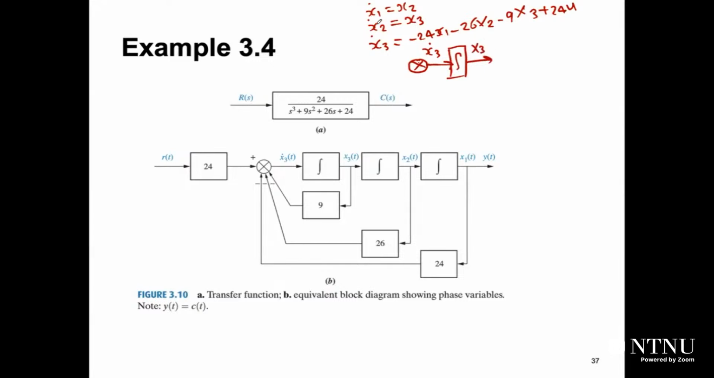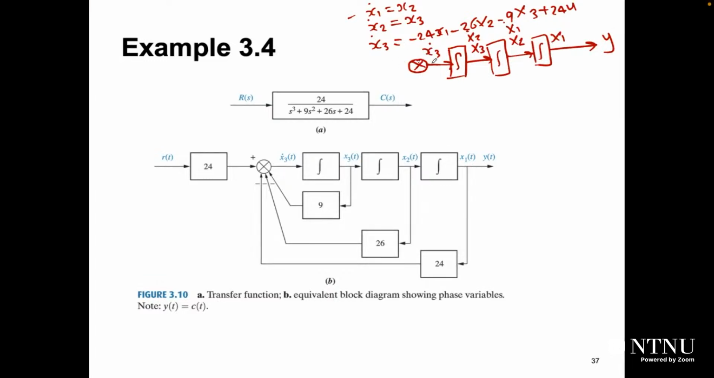Right? And remember, x3 equal x2 dot. So when you integrate x2 dot, you should get x2. And from equation 1 here, x2 equal x1 dot. When you integrate this one, you will get x1. And finally, you will have y. Maybe y equal x1. It could be something else.